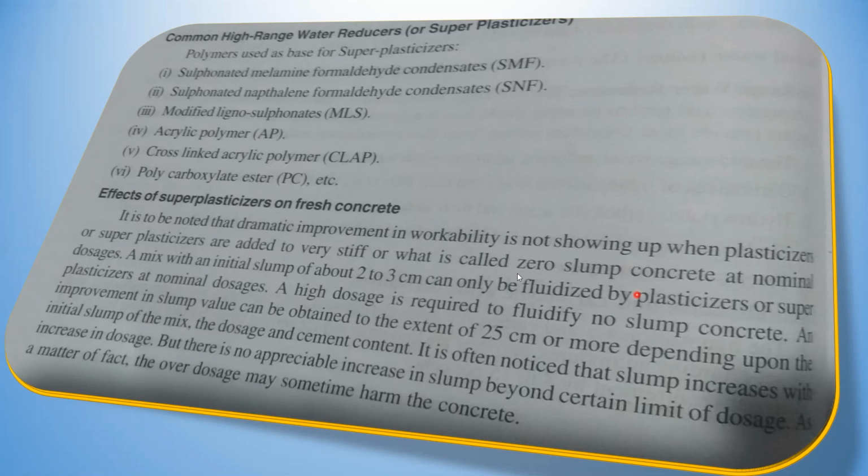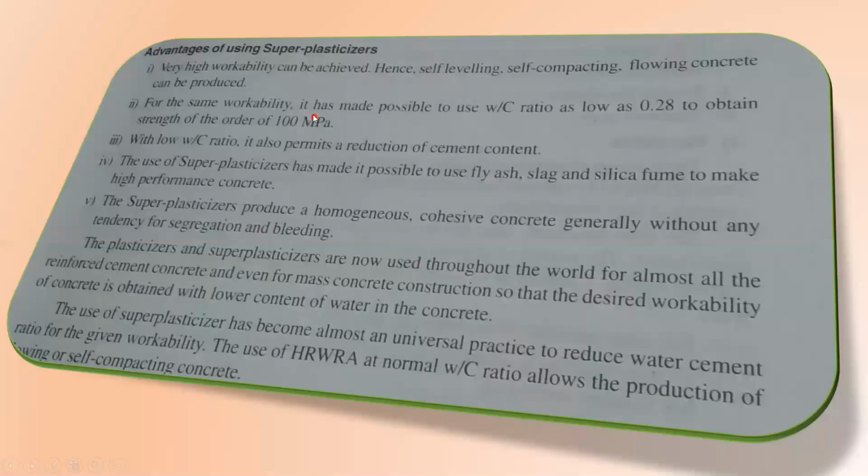Other than that, these things are written here and you can go through that. So the basic understanding is clear, I hope. These are the effects on the fresh concrete. You can also go through the advantages of using super plasticizers. It's the very same thing that I've explained, but they put it in terms of points. You can go through this.